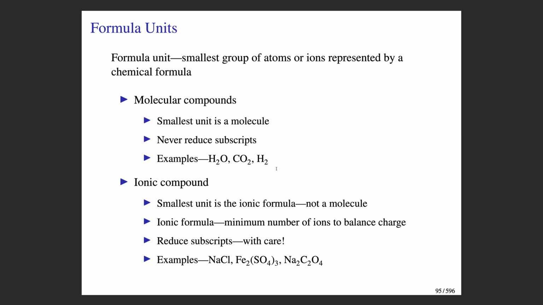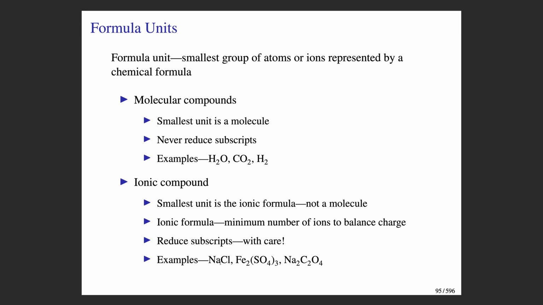For ionic compounds, on the other hand, since they form extended structures, there is no molecule. In fact, the smallest unit is what we call the ionic formula, and the ionic formula is the minimum number of ions that you need in order to balance the charge. So what's the lowest ratio of ions that will give you charge neutrality?